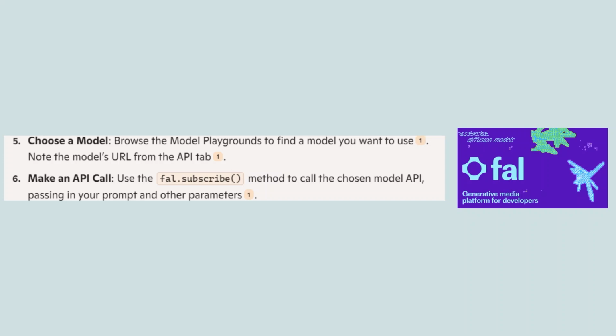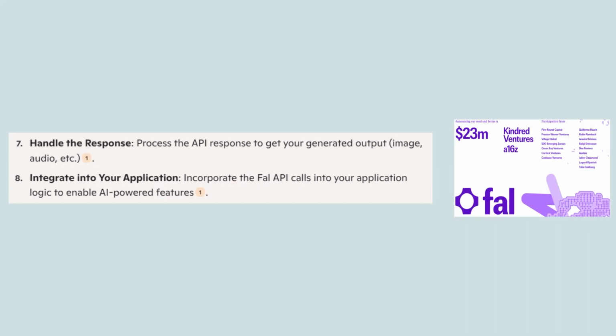Next, use the fowl subscribe method to call the chosen model API, passing in your prompt and other parameters. Process the API response to get your generated output, image, audio, etc. Incorporate the fowl API calls into your application logic to enable AI-powered features.